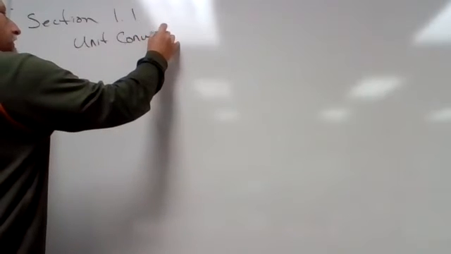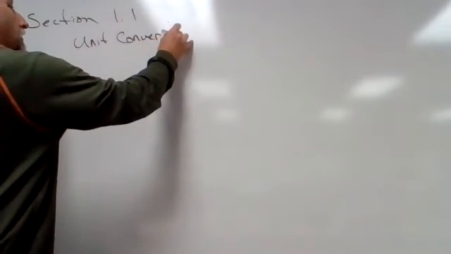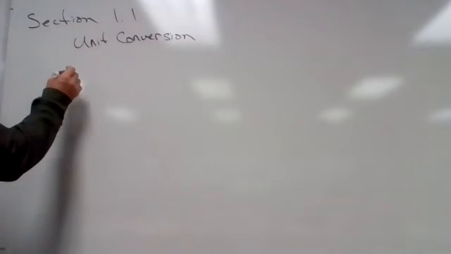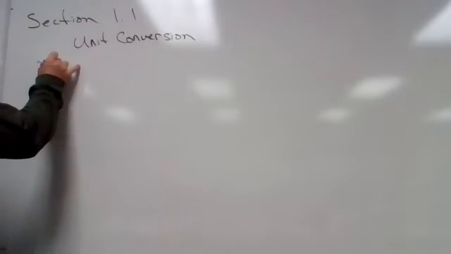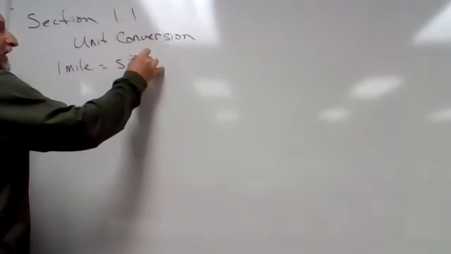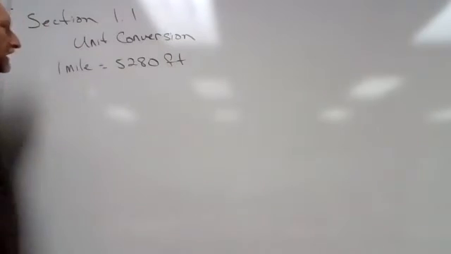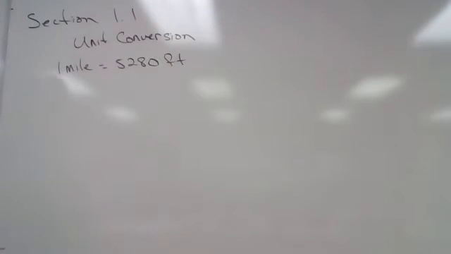All right. Then also in section 1.1, we have this idea of unit conversion. I don't know why it's in this section. It's kind of out of place, but we got to talk about it, and we're going to go through a few things. So one thing I need you to remember, here are some unit conversions that maybe you don't really know: 1 mile equals 5,280 feet. Okay, that's a unit conversion most people don't know.